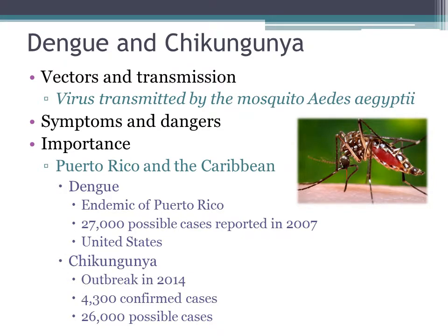In 2014, there was an outbreak of chikungunya in Puerto Rico, and the year ended with about 4,300 confirmed cases and around 26,000 possible cases in the island.